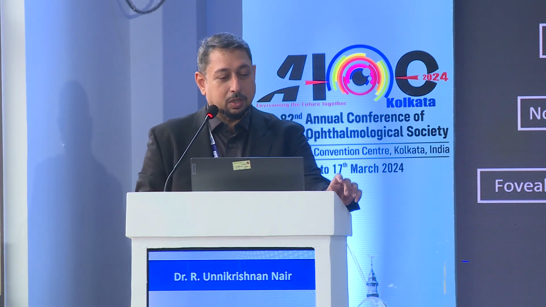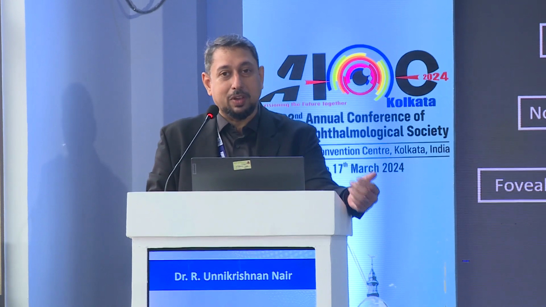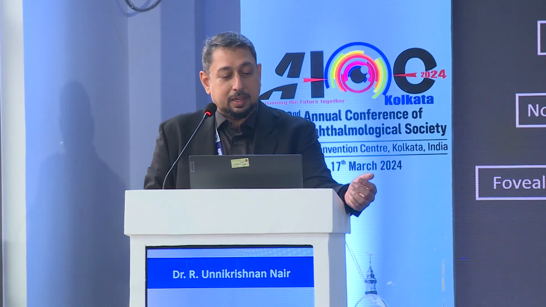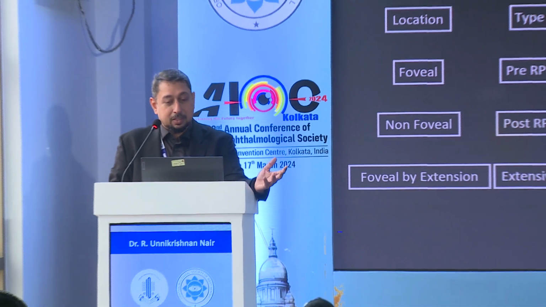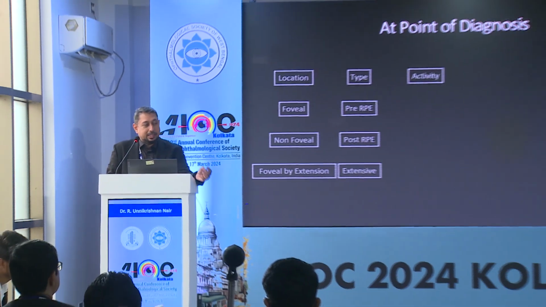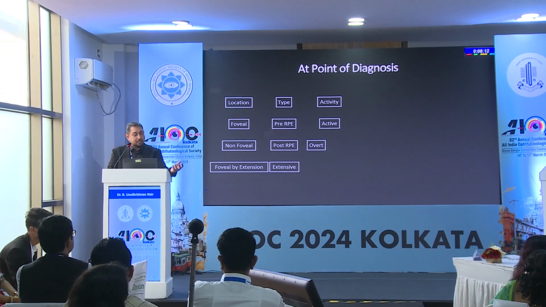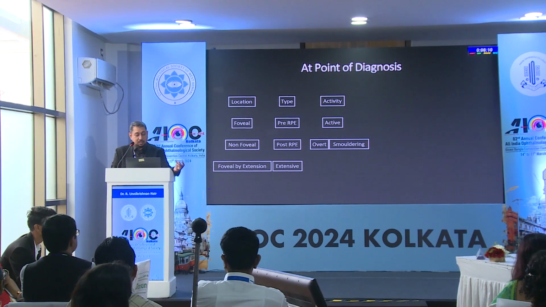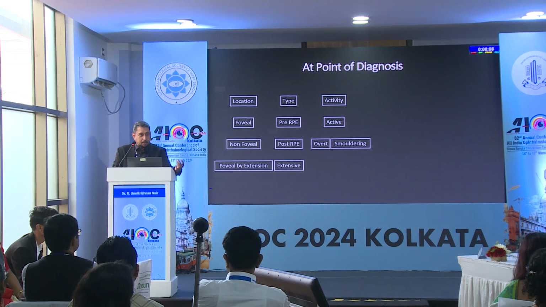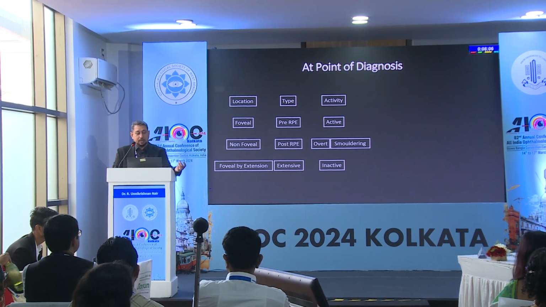So at the point of diagnosis, how does the algorithm work? We'll check about location, type, location, foveal or non-foveal or threatening the fovea, that depends on how aggressively you need it. The type, basically, is it a pre-RPE or a post-RPE lesion, or is it so extensive that you cannot make out? The activity, is it currently active? Is it overtly active? That's a new concept. Is it a smoldering disease that is coming off and on and going, or is it totally inactive?